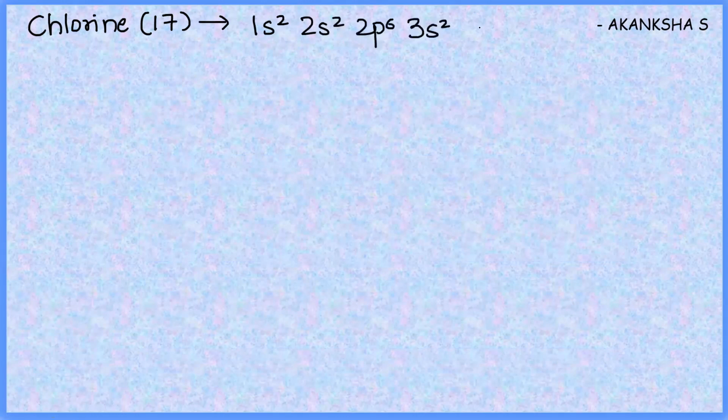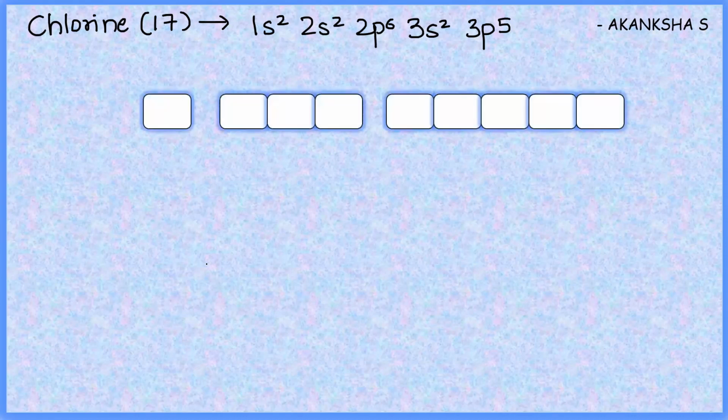The most famous of elements, chlorine, atomic number 17. Its configuration is 1s2, 2s2, 2p6, 3s2, 3p5. Let's check: 2, 2, 4, 10, 10 plus 2 is 12, 12 plus 5, 17. Yes, we are going good. In the third shell, the d orbital is present but vacant. It does not have any electrons in it.